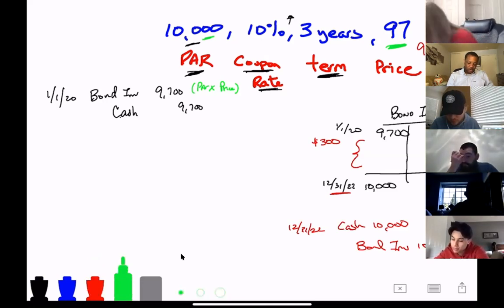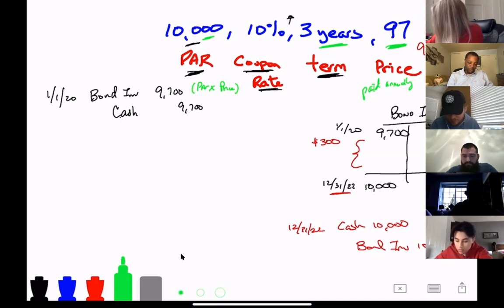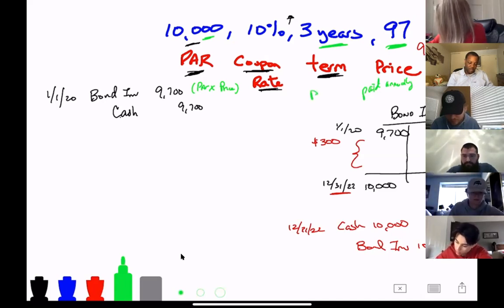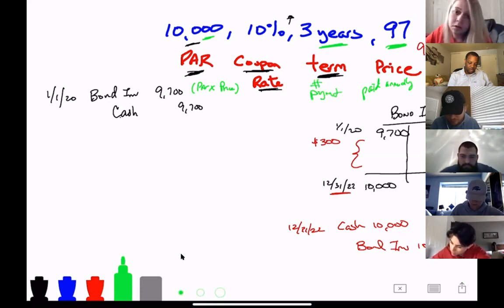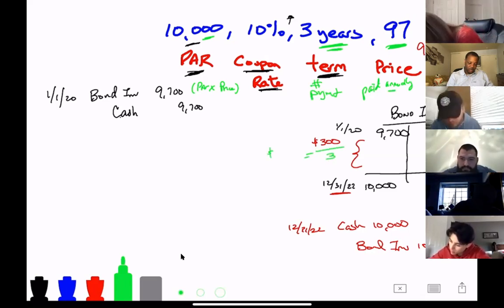So if I take this 300 and I divide it by the term, this is paid annually. So I don't divide it by the term, I divide it by the number of payments, right? So I'm being paid 3 times because it's 3 years and I get paid once a year. If I take 300 divided by 3, that equals $100.